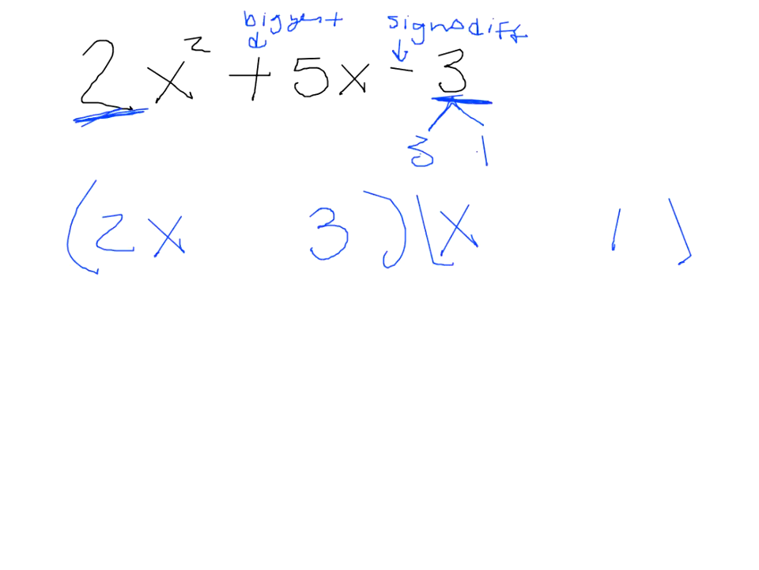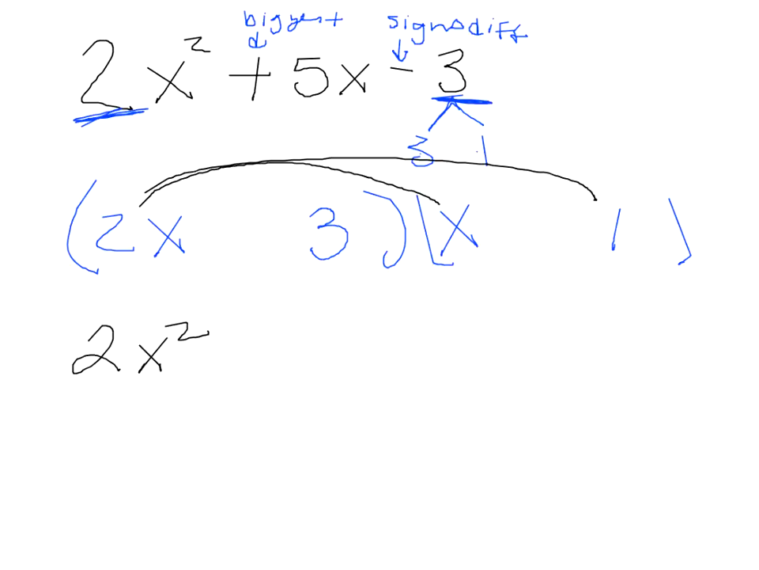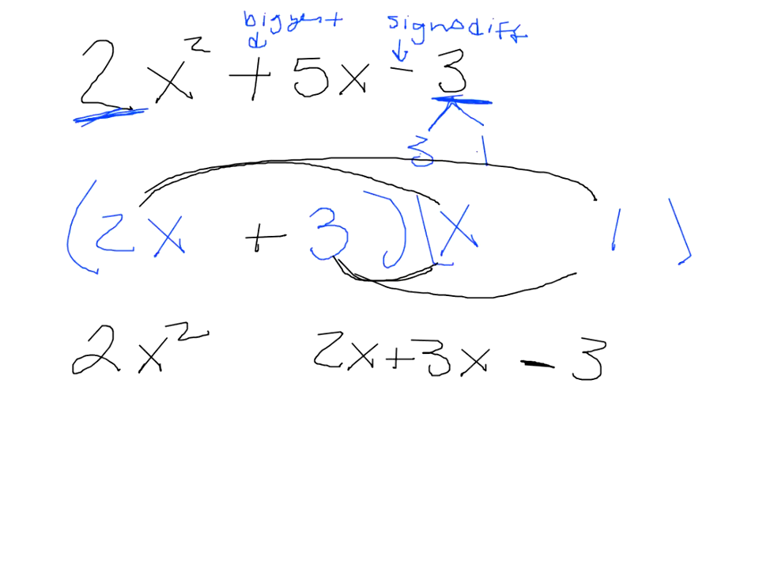I still don't know, I'm still not quite sure on my signs. So I get 2x squared, and then 2x, 3x, and 3. Now, the sign has to be different. So this one's going to be negative. The bigger one is going to be positive, so 3x is bigger than 2x. So that means 3x, and then minus goes there. So that will give me the signs that I have here.